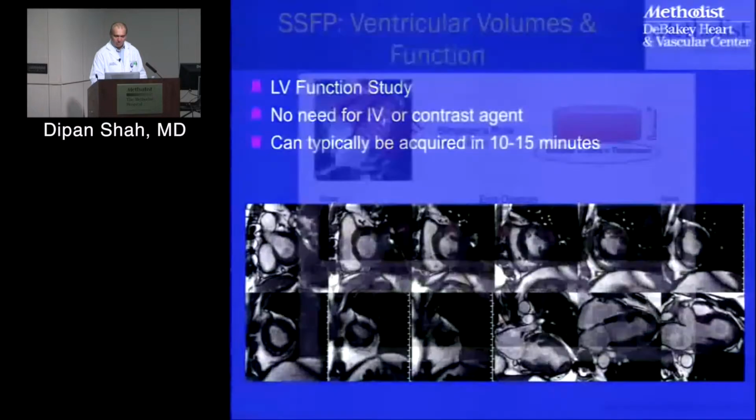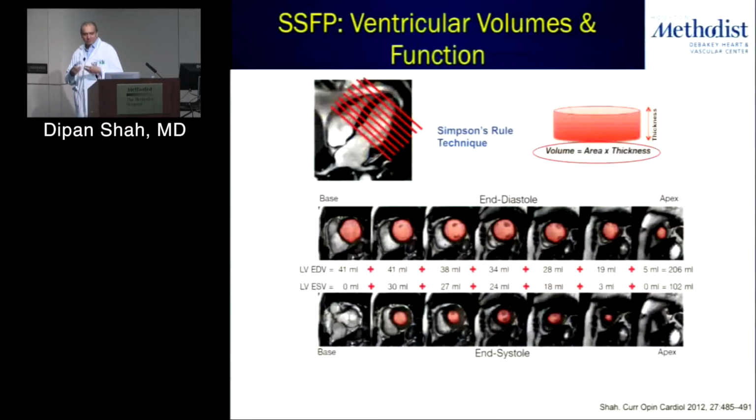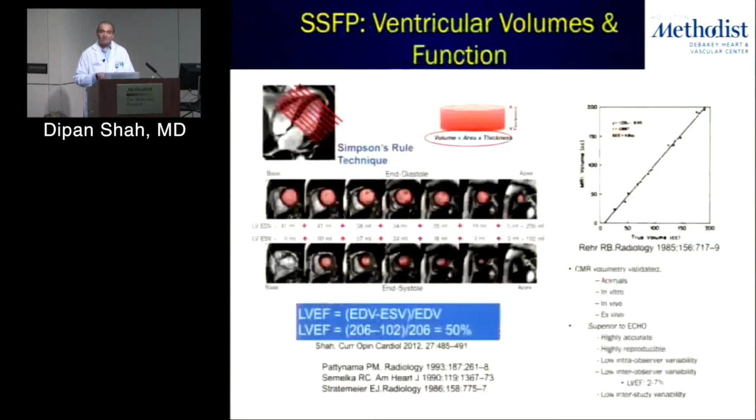So let's move on. We talked about the basics of how we generate a cine image. How do we then go through and determine volumes and ejection fractions? As I touched on earlier, with CMR, there are no geometric assumptions being made. Instead, since I've acquired a series of short axis slices from the base to the apex, I go through and contour each of these individual slices, summate the volume of each slice in diastole, and do the same thing in systole. Then I get the end diastolic volume and the end systolic volume, and you can use that to compute the ejection fraction.